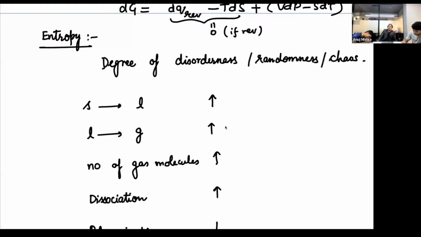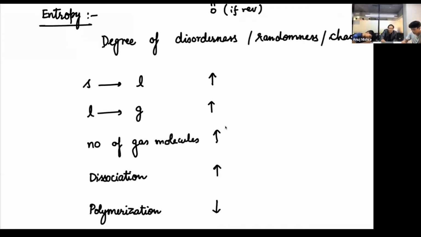Gas molecules are increasing, what will happen? Entropy will increase. Number of gas molecules are increasing, it will increase. You take one molecule and dissociate into more pieces, it will increase the entropy. You take many things, convert into one, you are reducing the entropy. Okay. So when you talk about polymerization, it's a decrease in entropy.